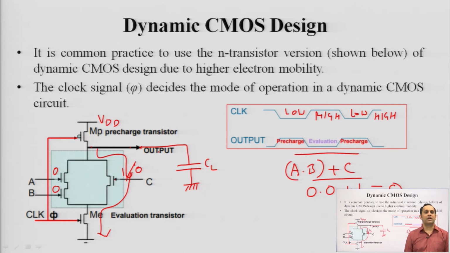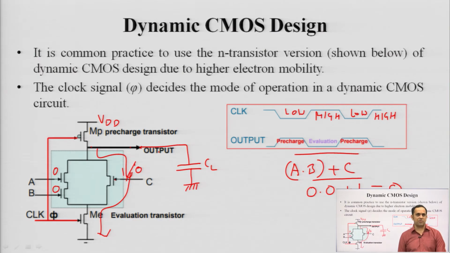So, when logic 1 is already present at the output and you need 1 as the output, you do not have to do any switching, and no switching power is consumed. Only when a transition at the output is required from 1 to 0, which is found during its evaluation stage, is switching power consumed. So, this is how a dynamic CMOS circuit works.